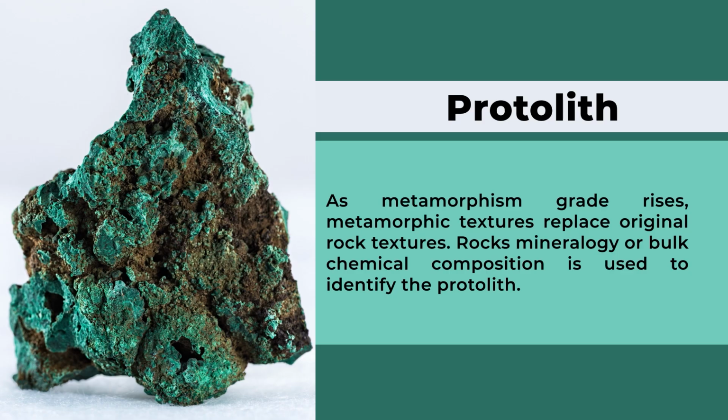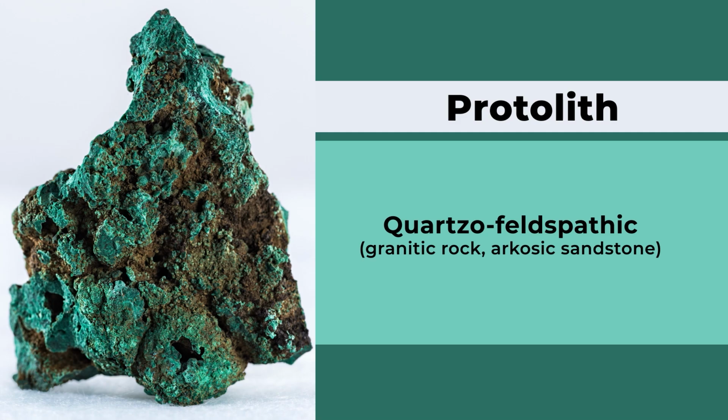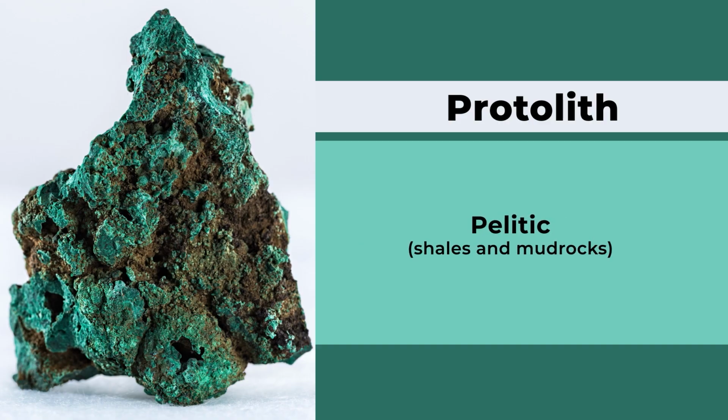Now, there are different kinds of protoliths. One, they can be quartzo-feldspathic, such as granitic rock or arkosic sandstone. They can be pelitic, such as shales and mudrock. They can be calcareous, calcite and dolomite. They can be basic or ultrabasic in composition, for example, basalts and gabbros. Ferruginous, they can be Fe-rich cherts or ironstones. So these are the original rocks, for example, from which the metamorphic rock can form.